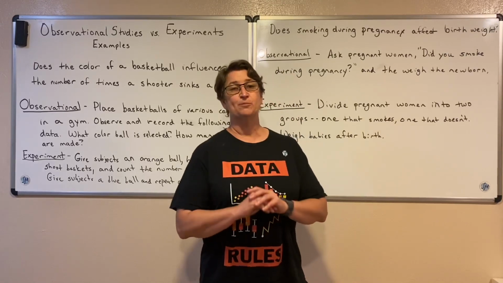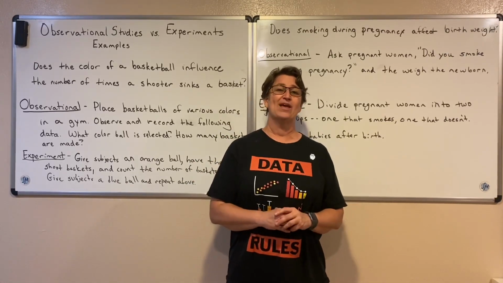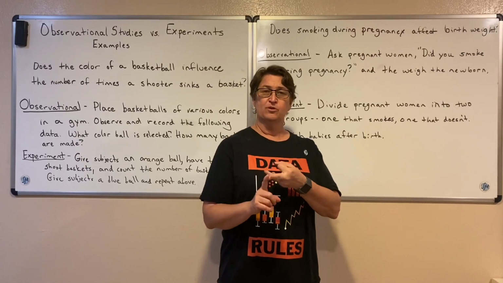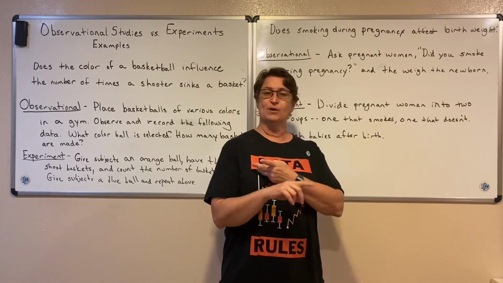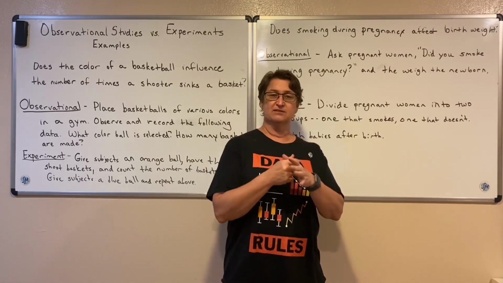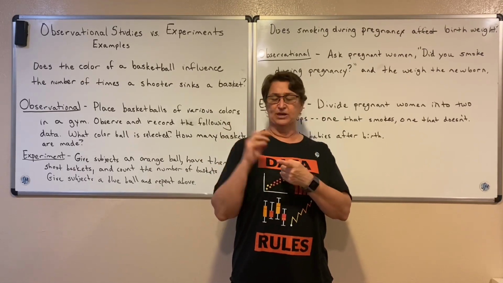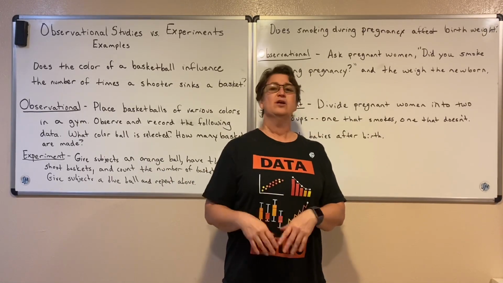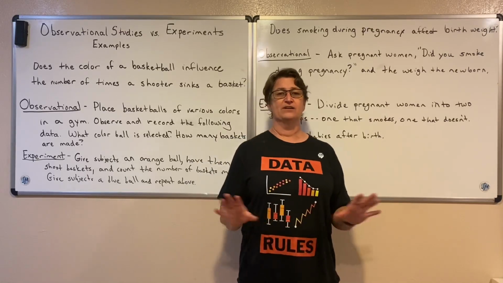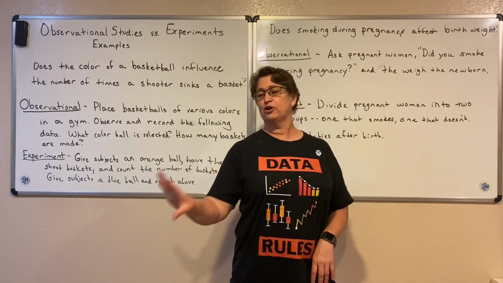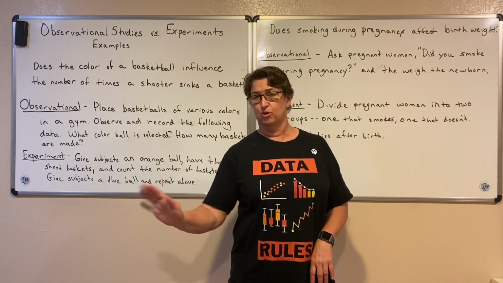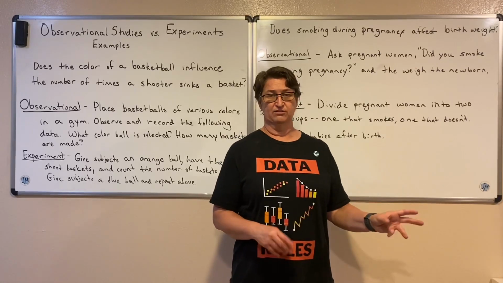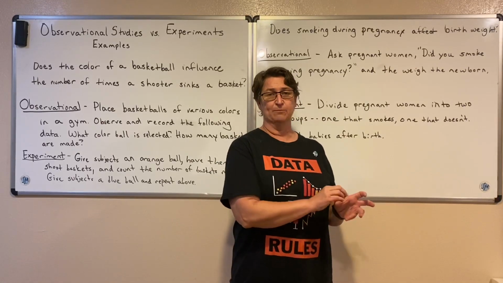You would want your women to be exactly the same in every way that you can think of: education level, financial level, the number of people in their home, what they're eating during pregnancy, how much they're working during pregnancy, how much they're sleeping. You make your two groups as much as possible the same. Their race, their age, all that exactly the same. And then one group you would say, you're not going to smoke during pregnancy. And the other group you would say, you're going to smoke during pregnancy. You would give them that treatment of smoking.